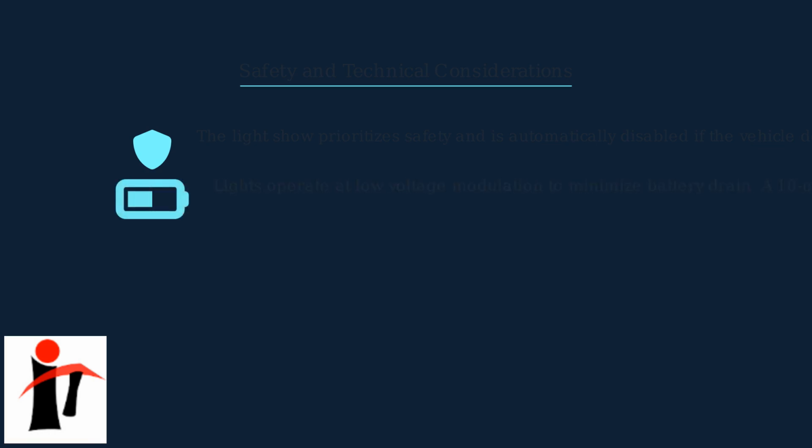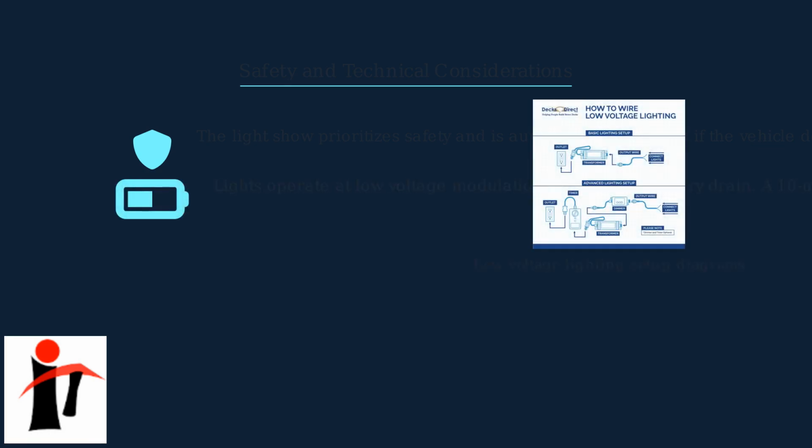From a technical standpoint, the lights are modulated at low voltage to prevent excessive battery drain. A full 10-minute light show typically uses only about 5 to 10% of the vehicle's battery capacity, making it highly energy efficient compared to traditional holiday lighting.